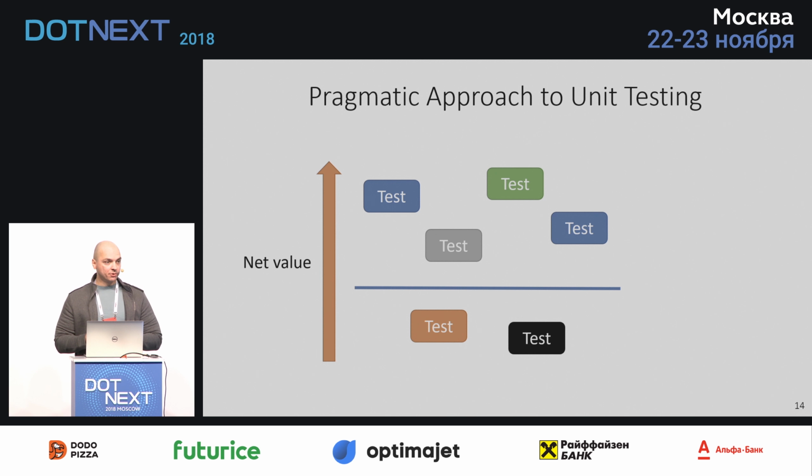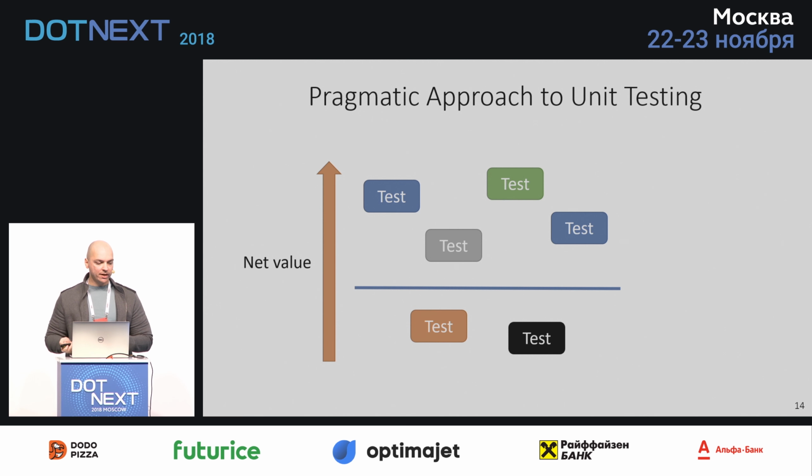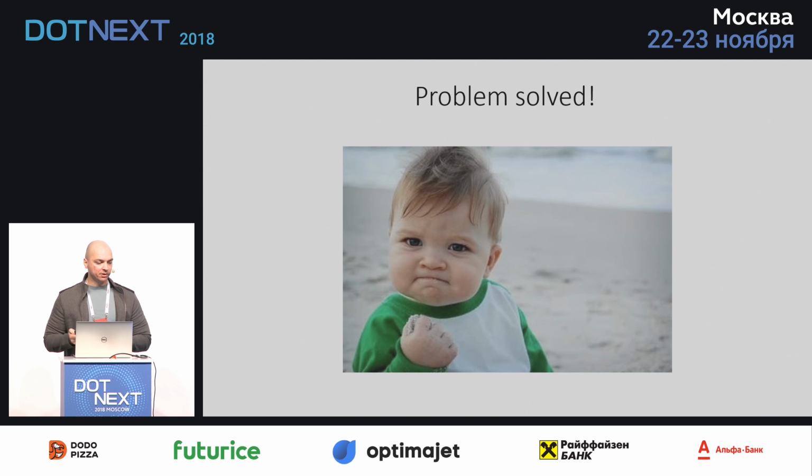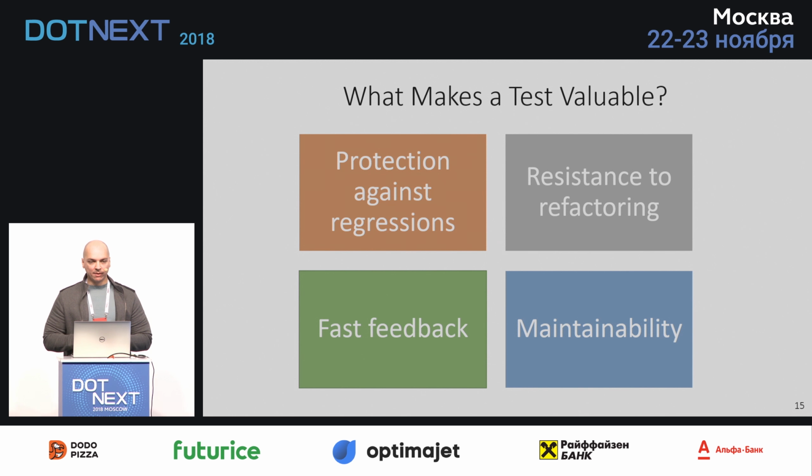And so the pragmatic approach to unit testing boils down to this. You need to figure out the net value of a test, and by net value I mean the difference between the benefits it provides you with and the maintenance costs. So first step is to figure out the net value and then decide to either keep this test or get rid of it. So sounds simple, right? Problem solved. Of course not. That doesn't help that much. And the question now is how to evaluate an individual test.